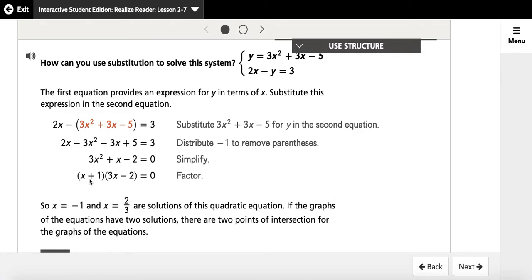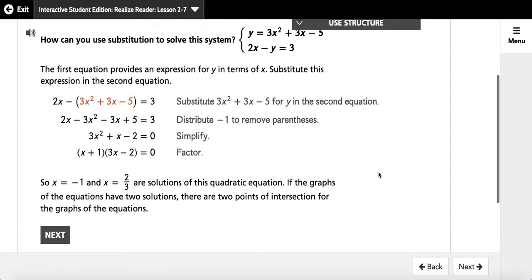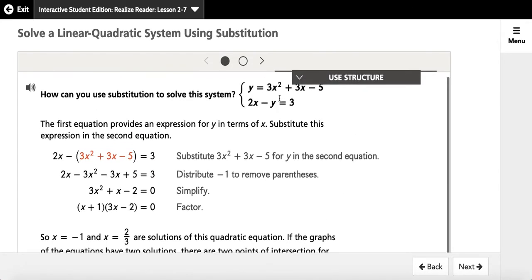x plus 1 can equal 0, which gives you -1 for one of the roots. And if 3x minus 2 equals 0, positive 2/3 would be another root. So those are the two values of x that work.